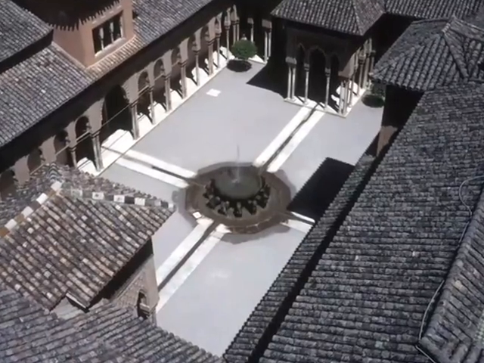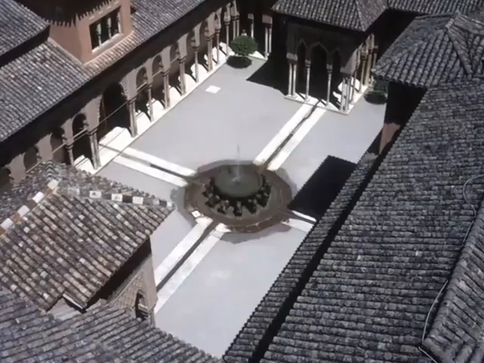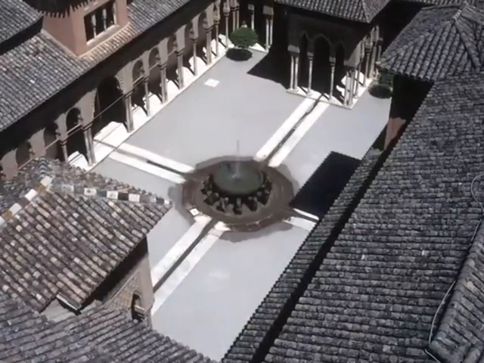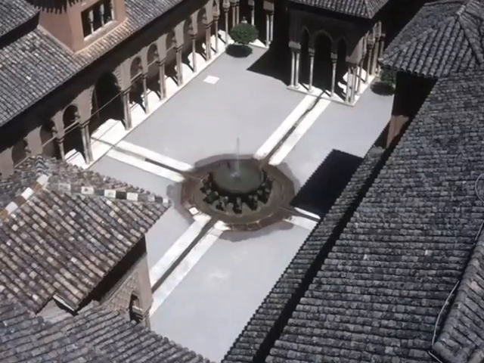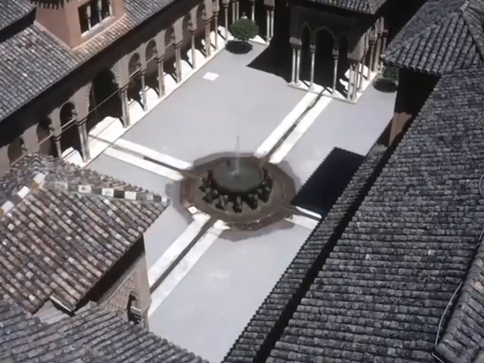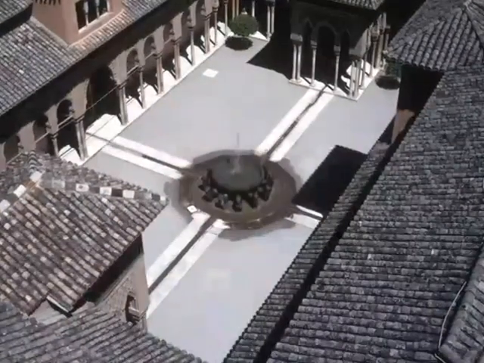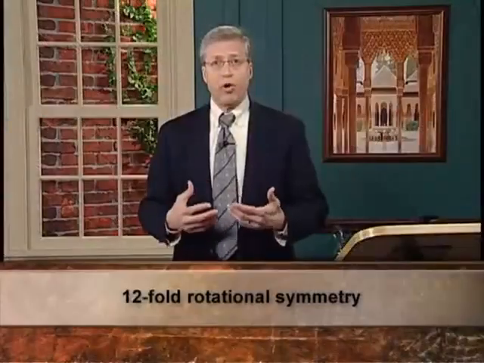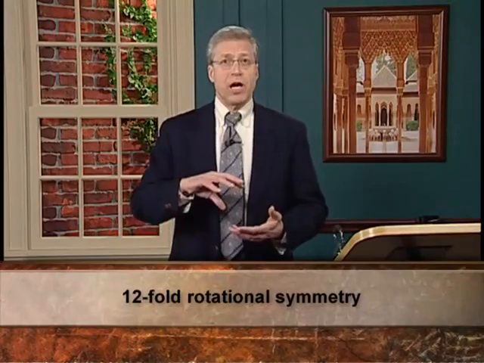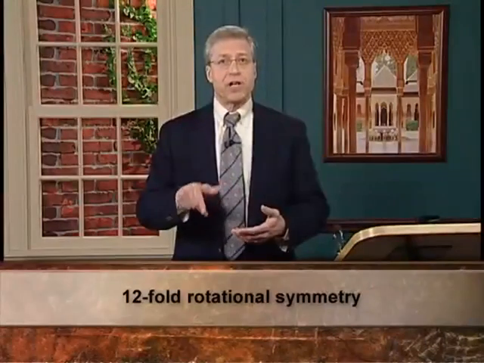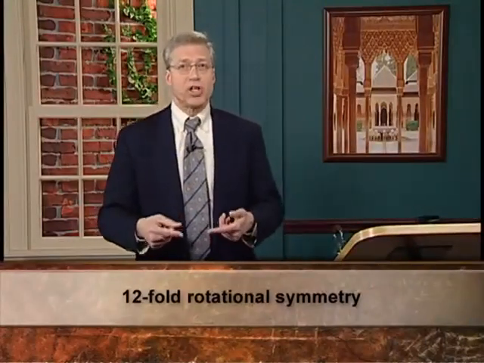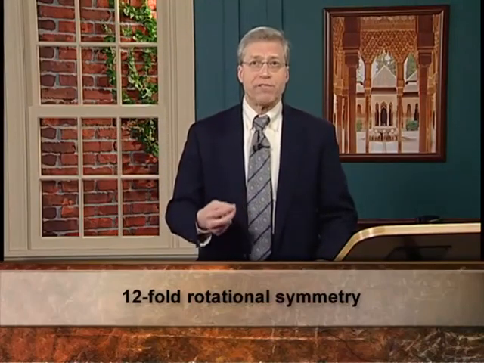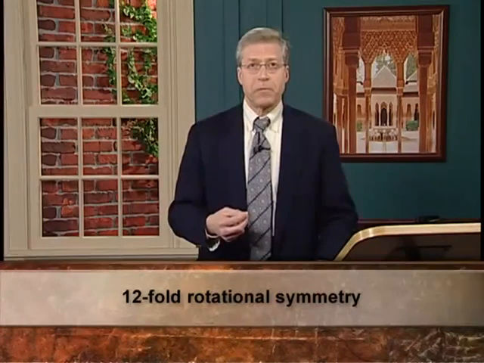This means that if I take this configuration, the circular basin with its 12 lions, and I rotate it by 30 degrees, I'm not going to change the configuration. And so we say that this basin has 12-fold rotational symmetry. I can rotate it 12 times by 30 degrees each time, and each time I rotate it, I get back to exactly the figure that I had before.